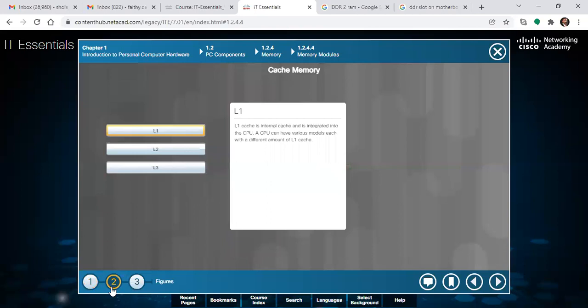So now I want to talk about this part. Is something I needed to understand. This is the functions and process. Okay, L1 cache is an internal cache and is integrated into the CPU. So a CPU can have various modules, each with a different amount of L1 cache.